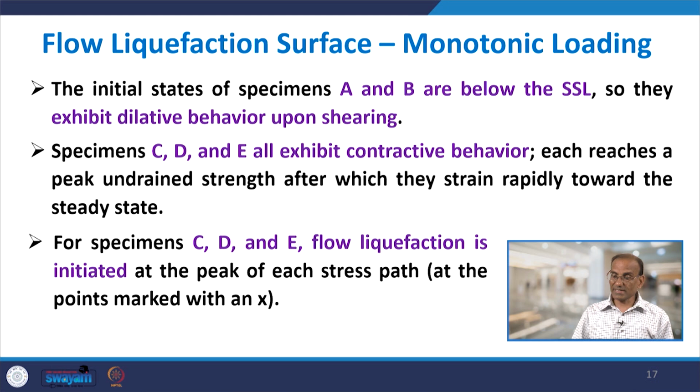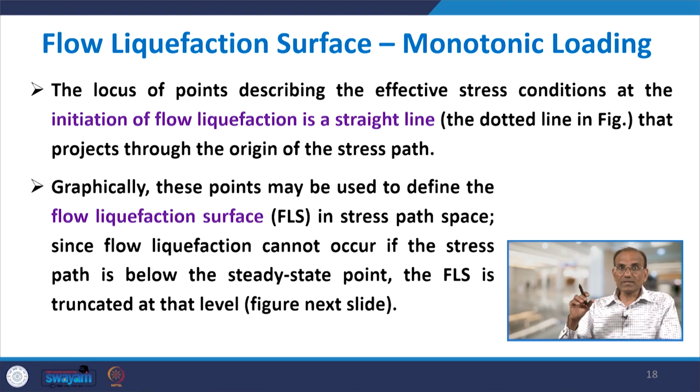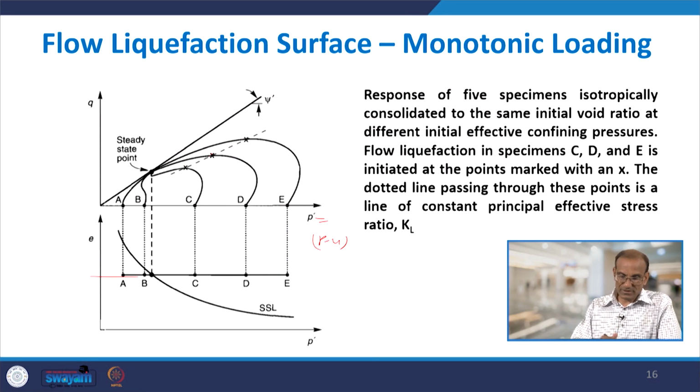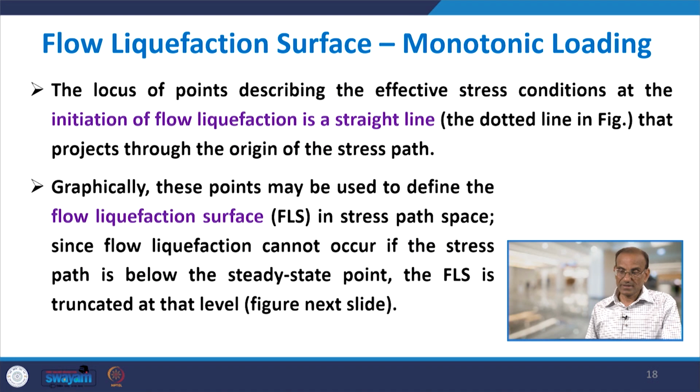Specimens C and D exhibit contracting behavior, each reaches a peak, after which they strain rapidly. For specimens C, D and E, flow liquefaction is initiated at the peak of each stress path, at the points marked with an X, which we already discussed. The locus of points describing the effective stress condition at the initiation of flow liquefaction is a straight line, which is shown using the dotted line here. This is a straight line, and it projects through the origin of the stress path.